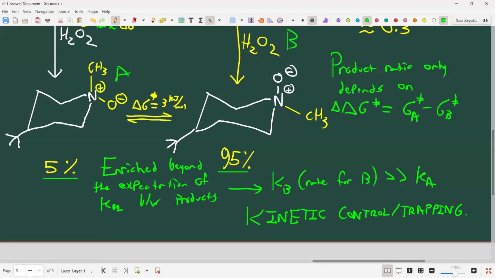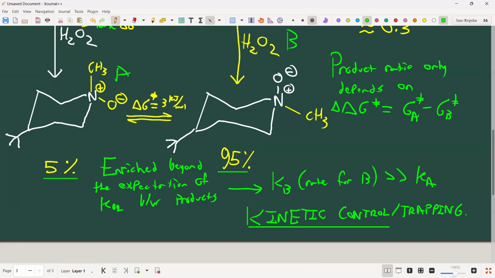So this was what we call kinetic control. It says that the products, the result of your reaction, depends on the relative kinetics of them, not the relative thermodynamics. So we're using rates to enrich things by making something faster than another thing. That's kind of a weird situation.